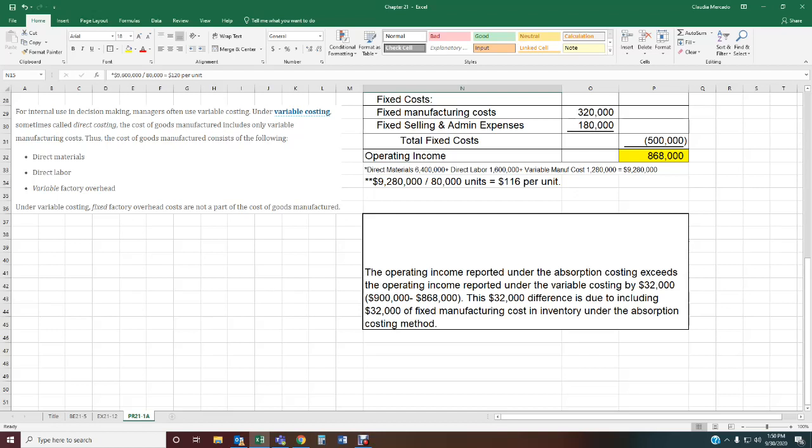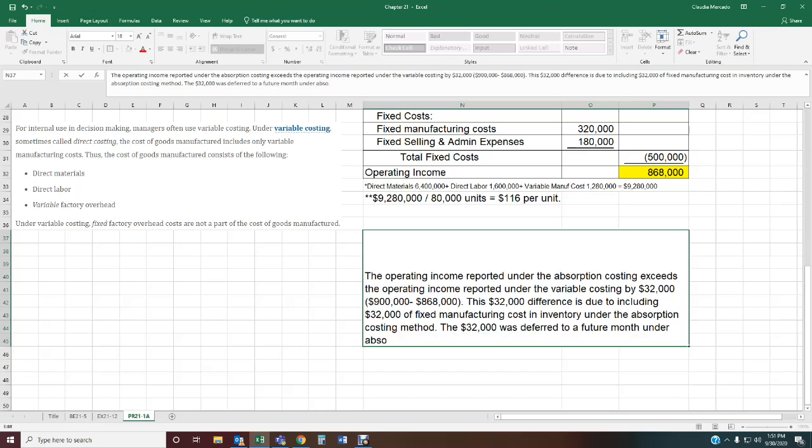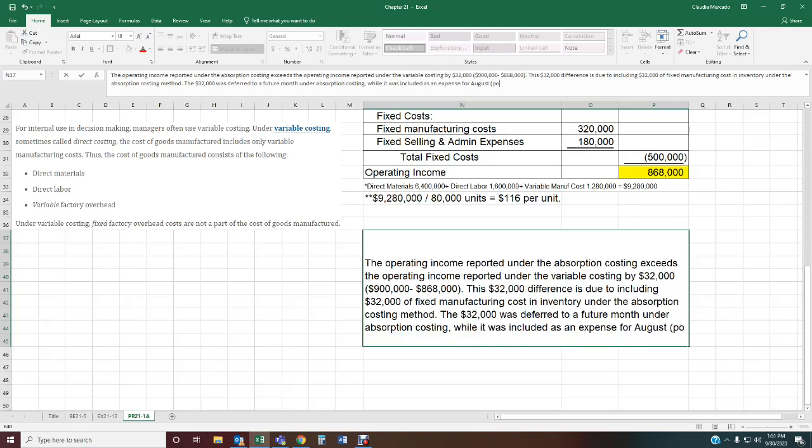So what happened was that the $32,000 difference was deferred to a future month under absorption costing, while it was included as an expense for August. This is part of the fixed cost under variable costing.